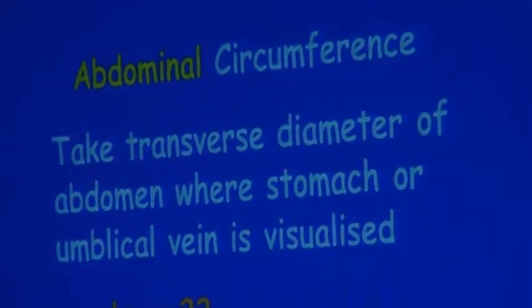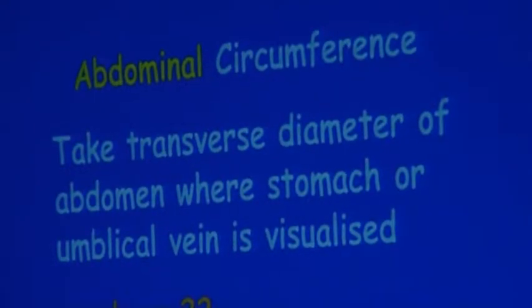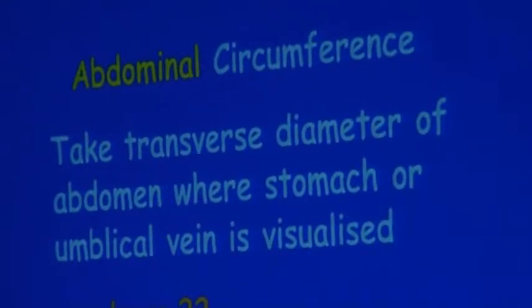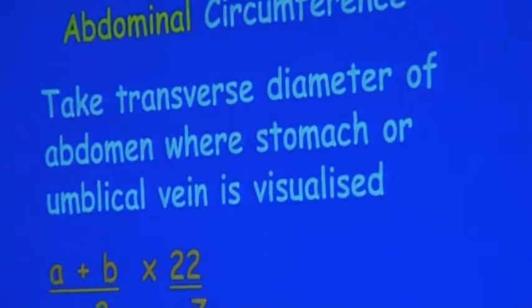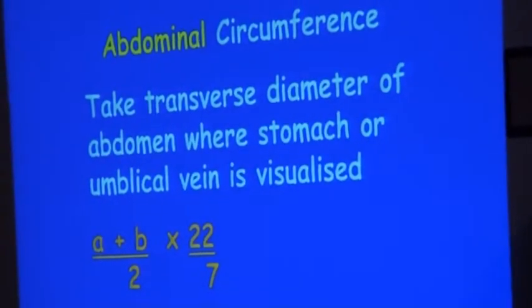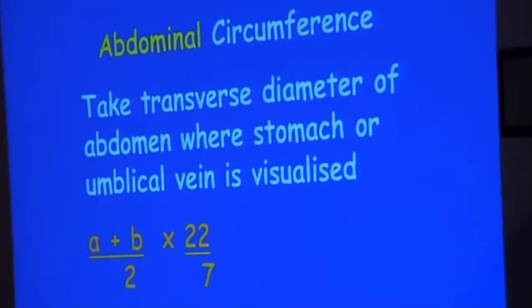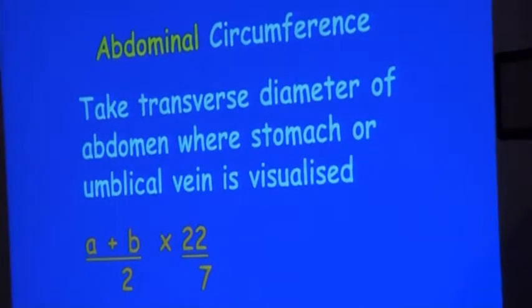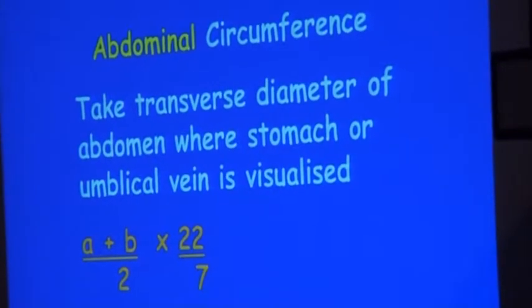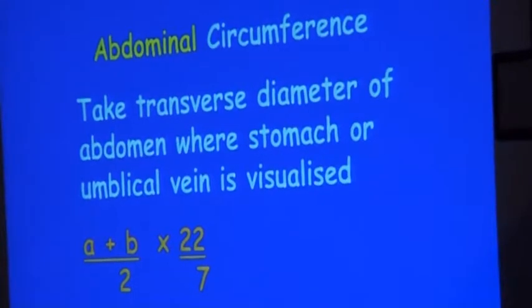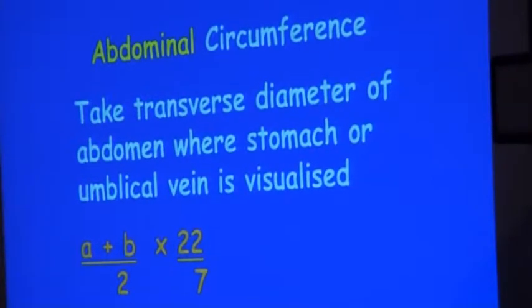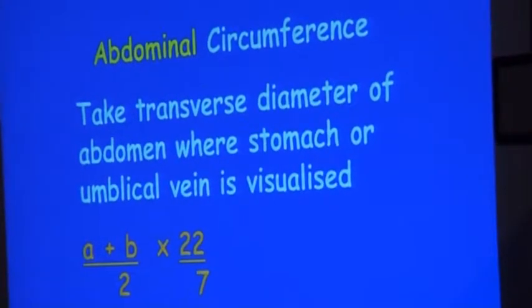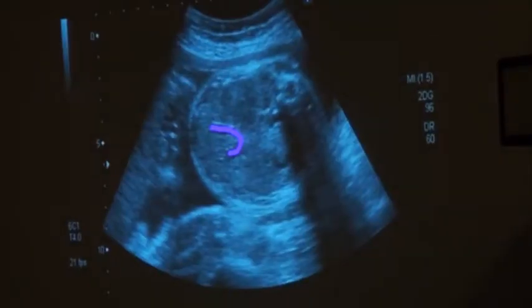Abdominal circumference, again the same formula as head circumference, A plus B divided by 2 multiplied by pi, which is 22.7. But if you are appearing for the ultrasound exam, this is important. If you're not appearing for the exam, it's not important because your ultrasound machine calculates everything for you and gives you the answer right away.